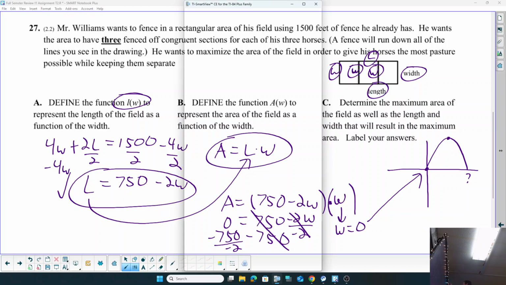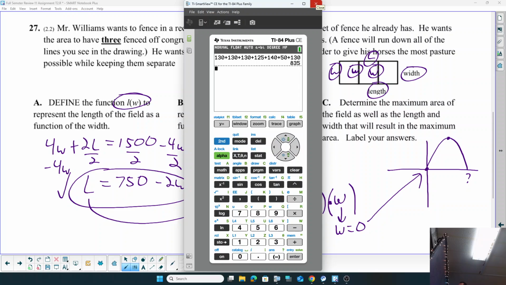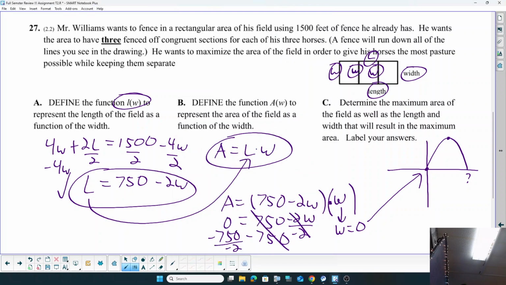So what is 750 divided by negative 2? Okay, negative divided by negative is a positive. Half of 700 is 350, so 25 more, 375. So our width is equal to 375. That's our other zero, and that's going right here. That is not our maximum width, but it's going to get us there. So from 0 at the very top, to 375.